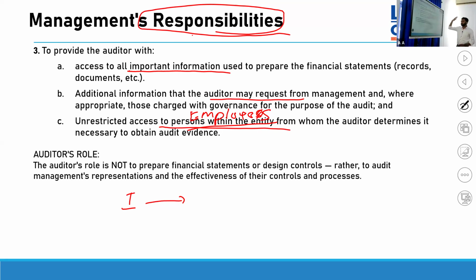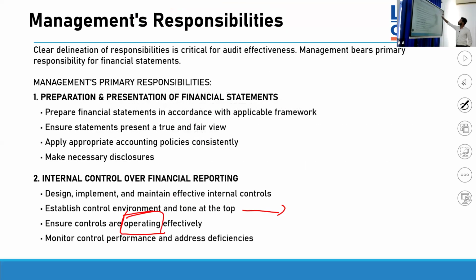So these are the management responsibilities. So please let me know how many management responsibilities there are. What are the management responsibilities?